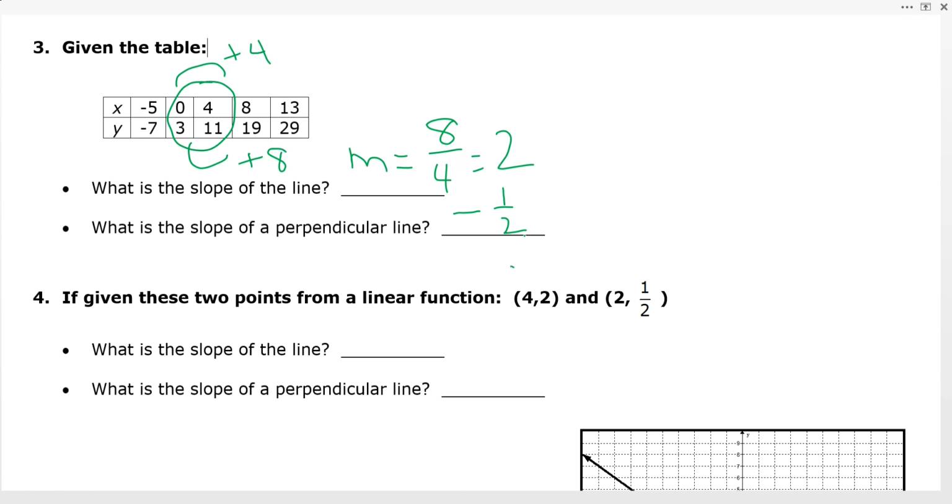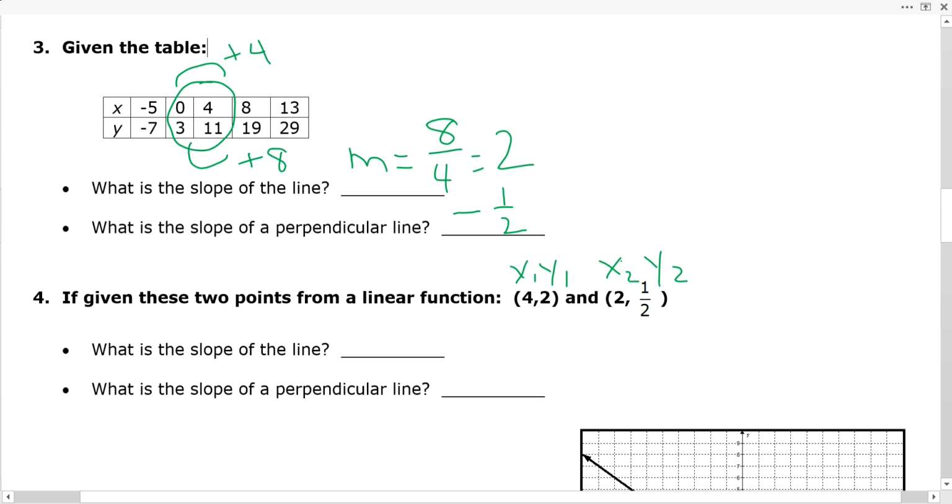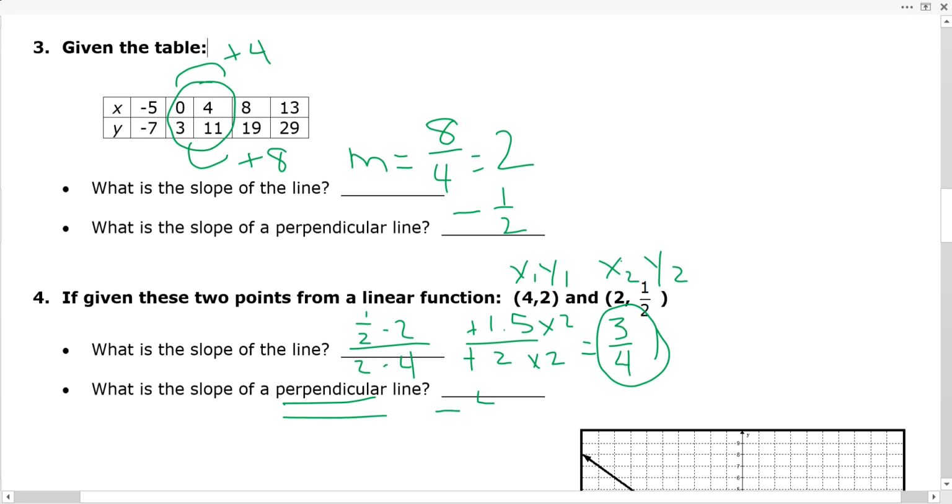So for number 4, I have x1, y1, x2, y2. For my slope, I'm going to have 1/2 minus 2 over 2 minus 4. 1/2 minus 2 is negative 1.5, and 2 minus 4 is negative 2. So my negatives cancel out. I'm going to multiply everything times 2, and I'm going to get 3/4 as my slope. So the slope of the perpendicular line is going to be negative 4/3. Flip it over, change the sign.